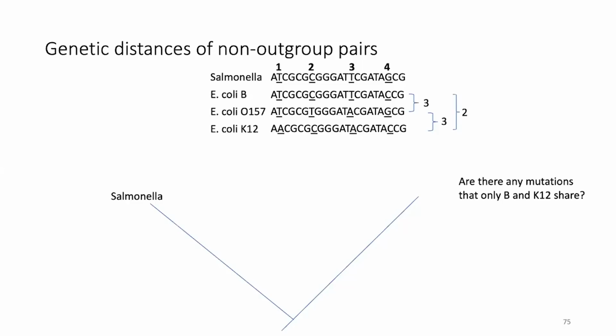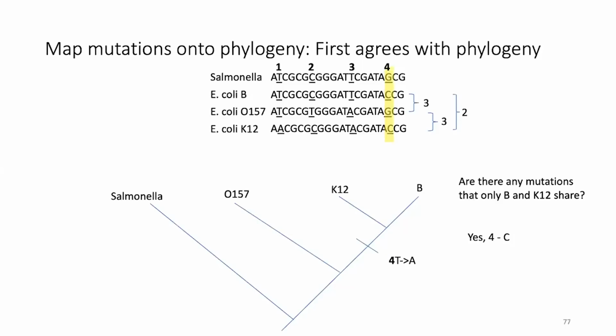And so we want to ask ourselves, are there any mutations that only B and K12 share? And so we see again that this fourth position shares these mutations. And so then we feel confident to establish that this is our hypothesis for evolutionary relationships.